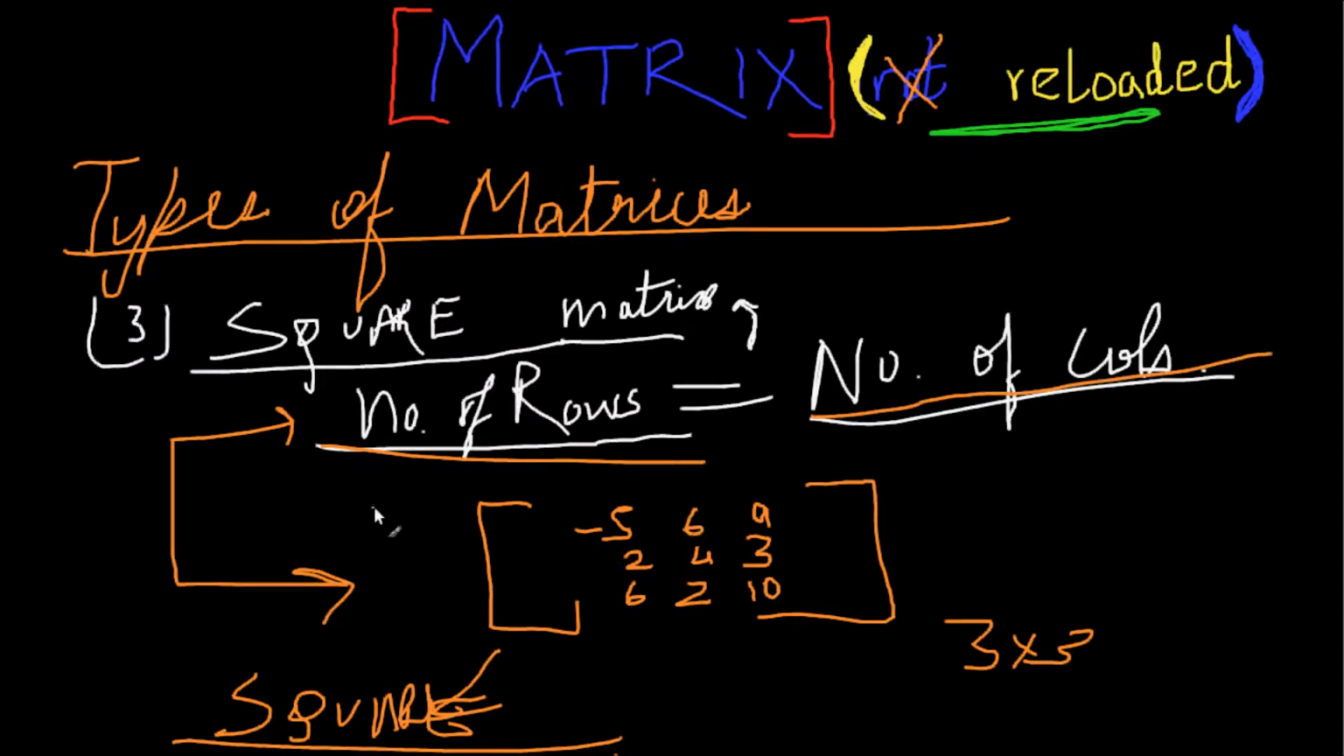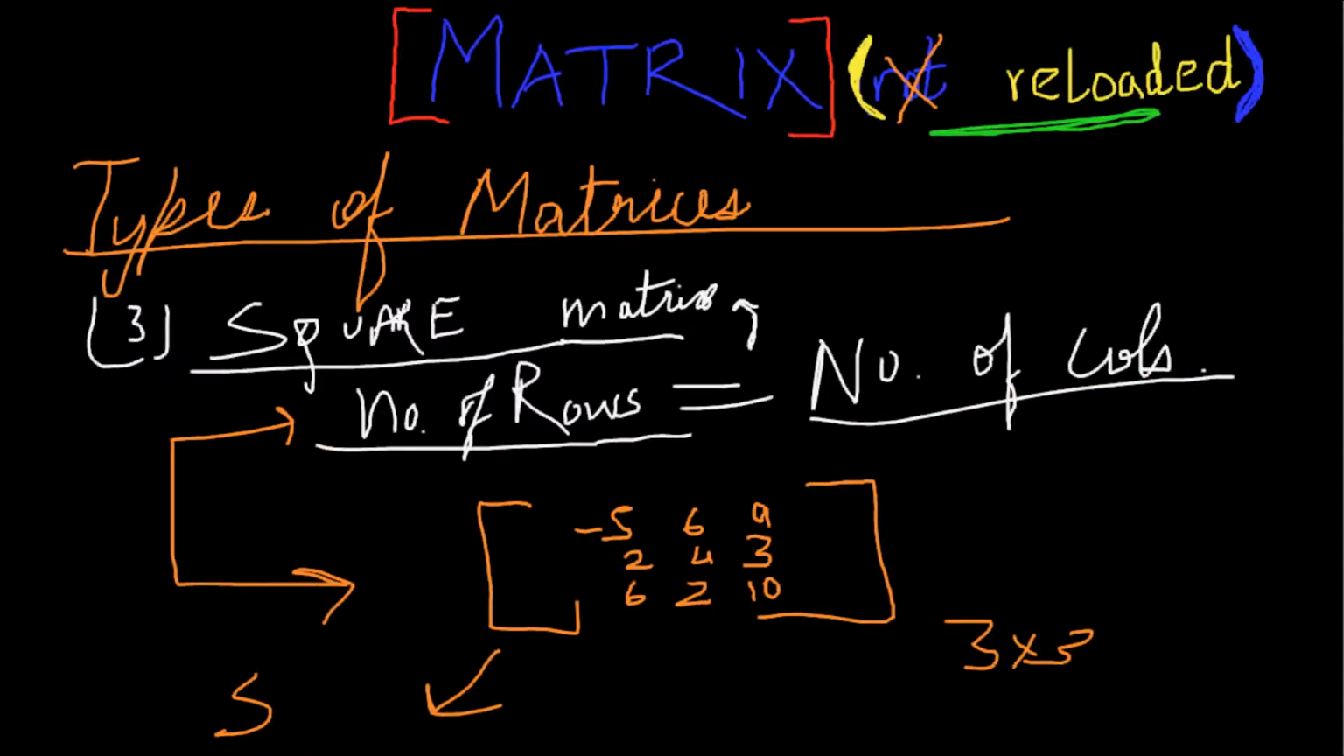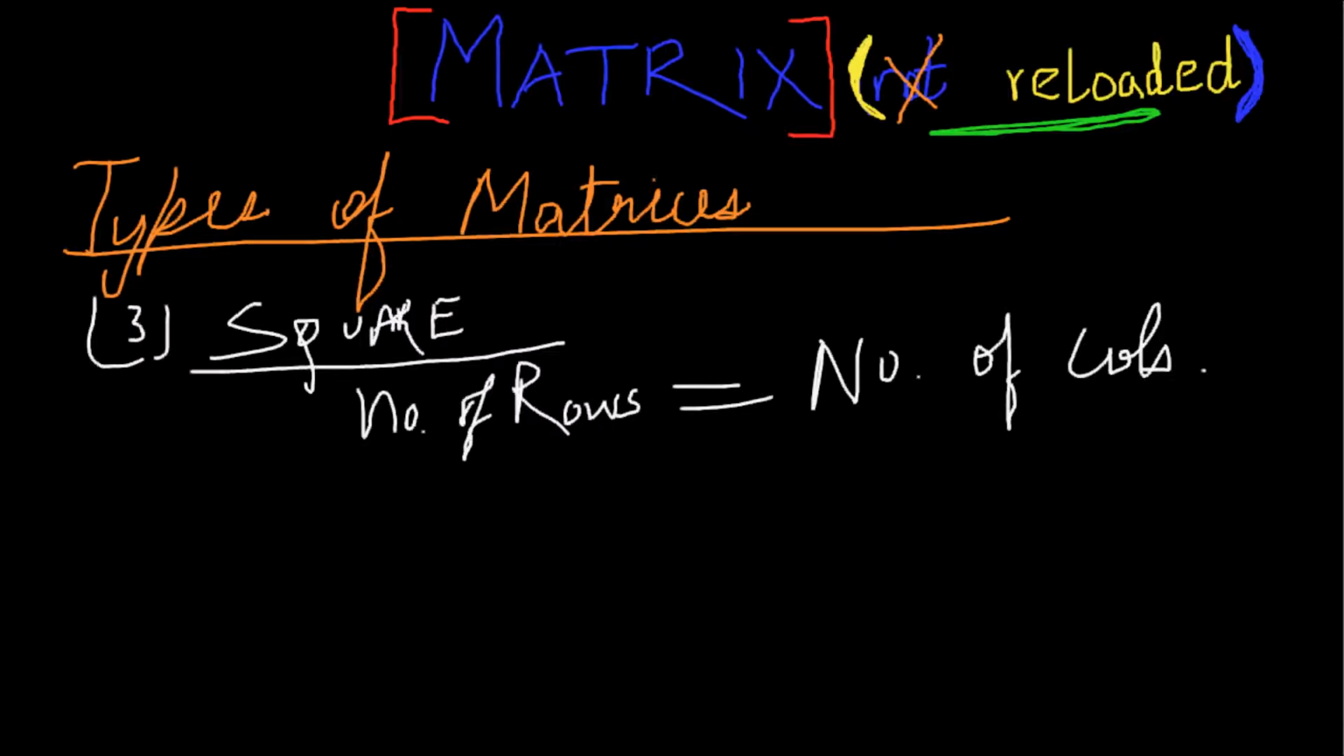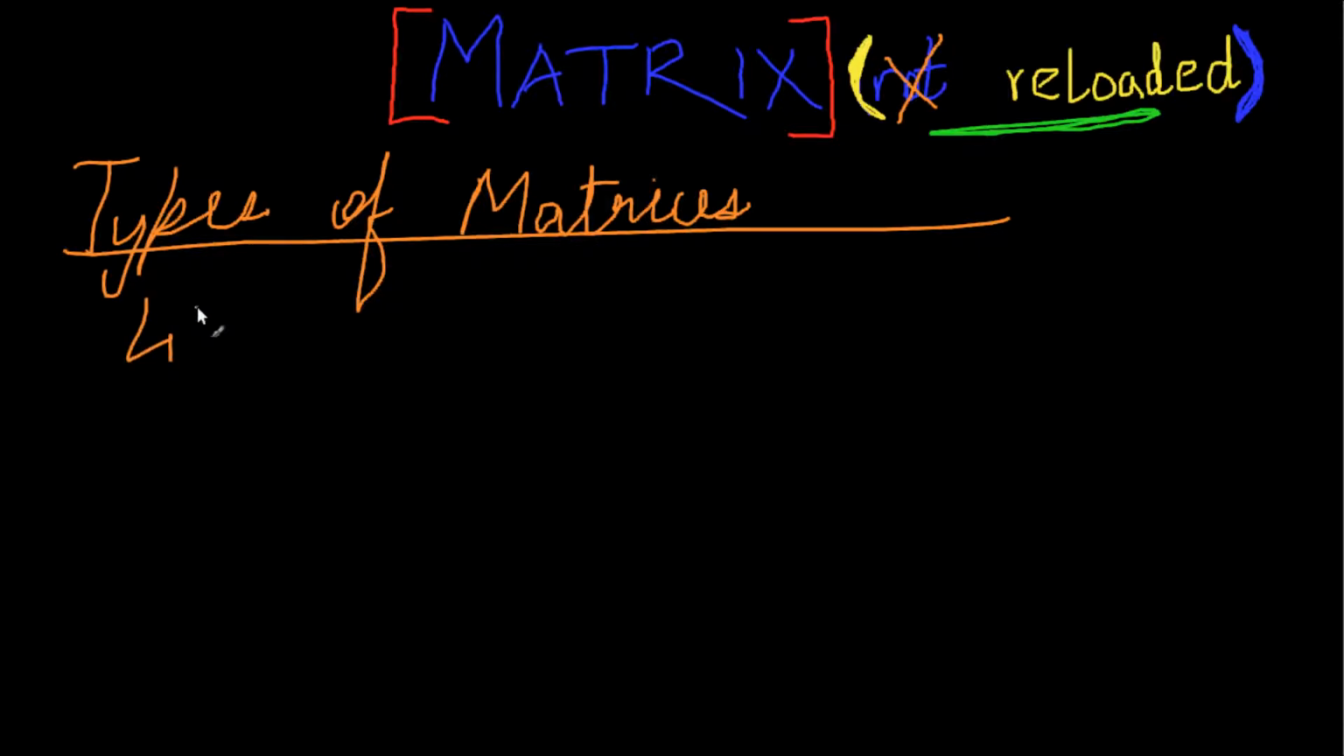So guys, now we move on to our fourth type of matrix, and it's called the zero or the null matrix. I'm pretty sure you know what null is. Fourth type of matrix, it's called a zero, or the null matrix.